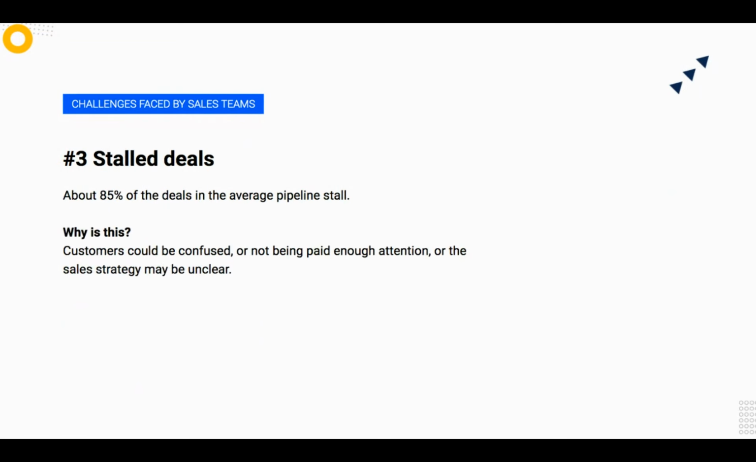Stalled deals. About 85% of the deals in the average pipeline stall. This could happen even when the sales team focuses more on non-revenue generating work, rather than focusing on good deals.